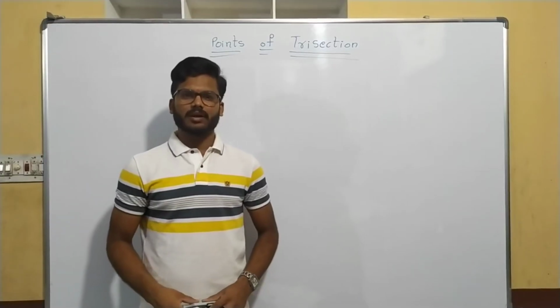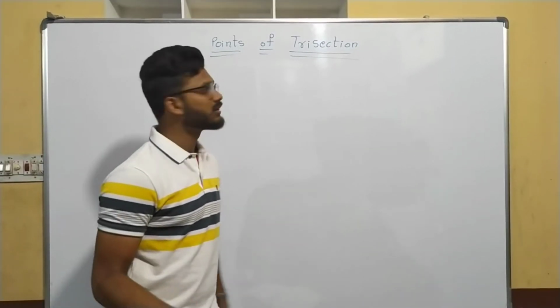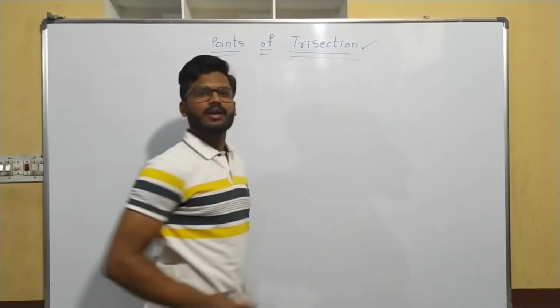Moving on to the next concept in section formula, what is it? Points of trisection.